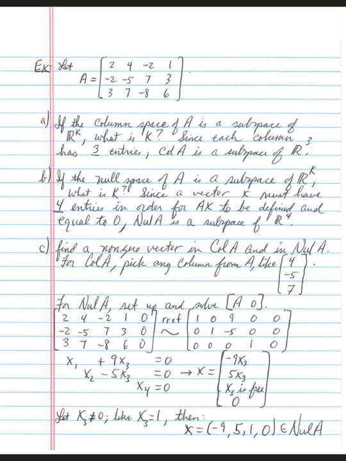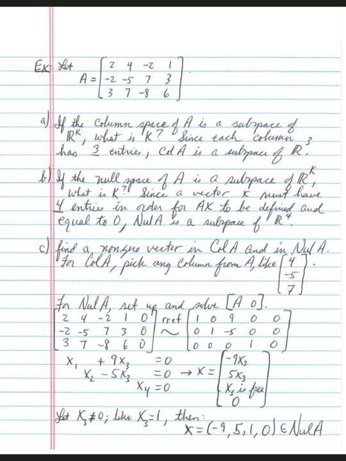Part B, if the null space of A is a subspace of RK, what's K? Now, for null space, remember, we need a matrix X. It'll be a column matrix, but it'll be X1, X2, down to X4. In order to multiply, X would have to be a 4 by 1. Since a vector X must have 4 entries in order for AX to be defined and equal to 0, the null space is a subspace of R4.